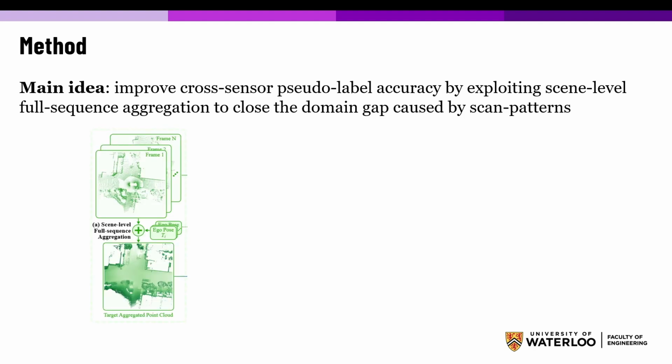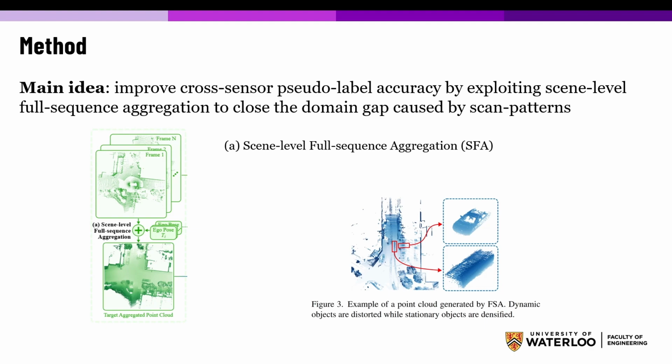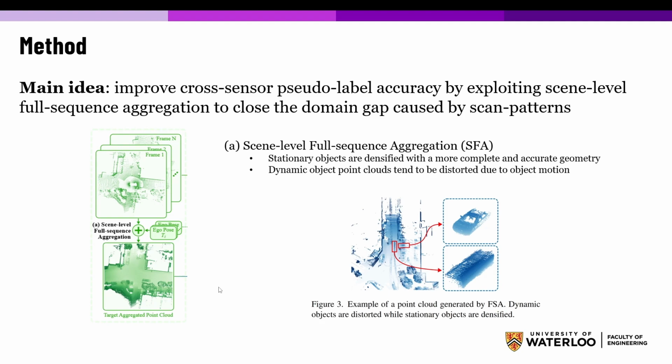As a first step, we propose to use scene-level full sequence aggregation, where the individual point clouds are aligned in the global frame using ego pose and concatenated together. An example of the aggregated point cloud from this process is shown on the screen. As we can see, stationary objects are densified with a more complete and more accurate geometry. However, for dynamic objects, the point clouds tend to be distorted due to their motion.